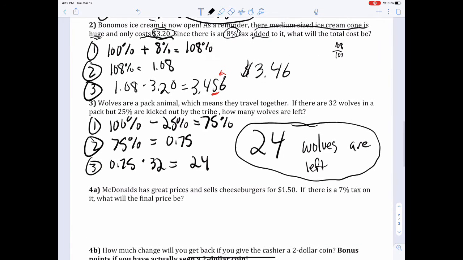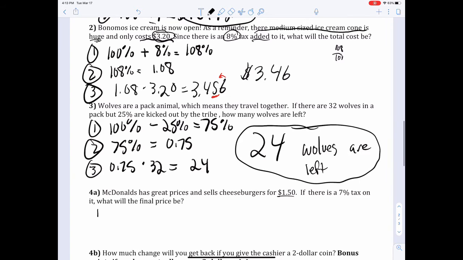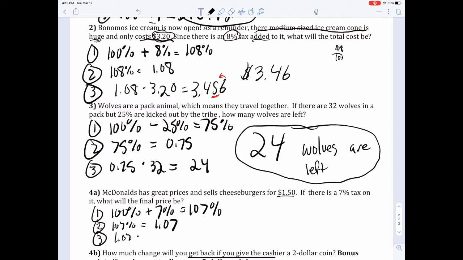All right. Next one, McDonald's has great prices and sells cheeseburgers for $1.50. If there's a 7% tax on it, what will the final price be? All right, so step 1, if it's a tax, you're adding to your amount, so you're going to add 7% to give you 107%, because 100 plus 7 is 107. And then you're going to do 107% written as a decimal, which is 1.07. And then you are going to do 1.07 times your amount, $1.50, to get your final total.